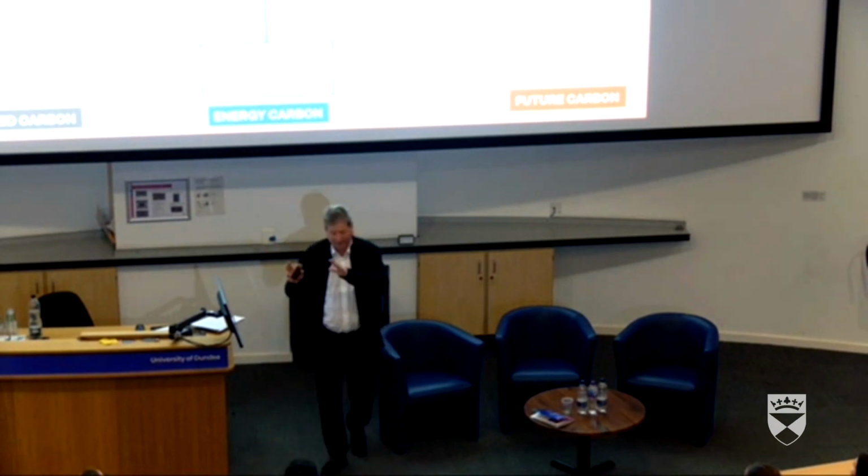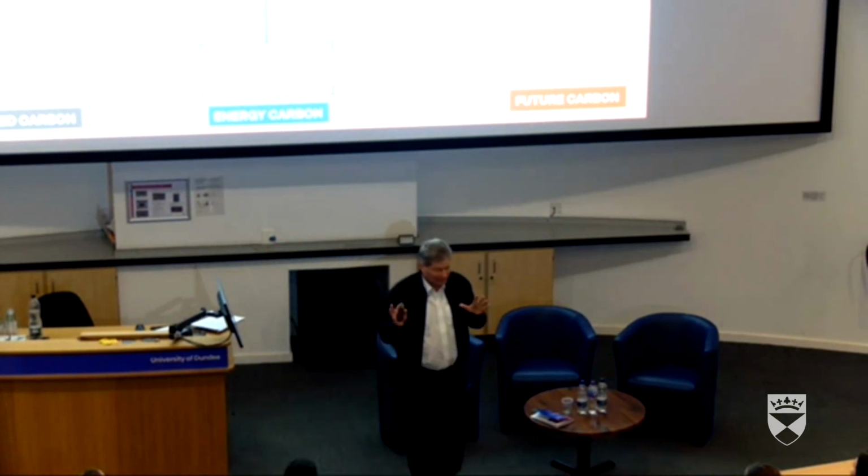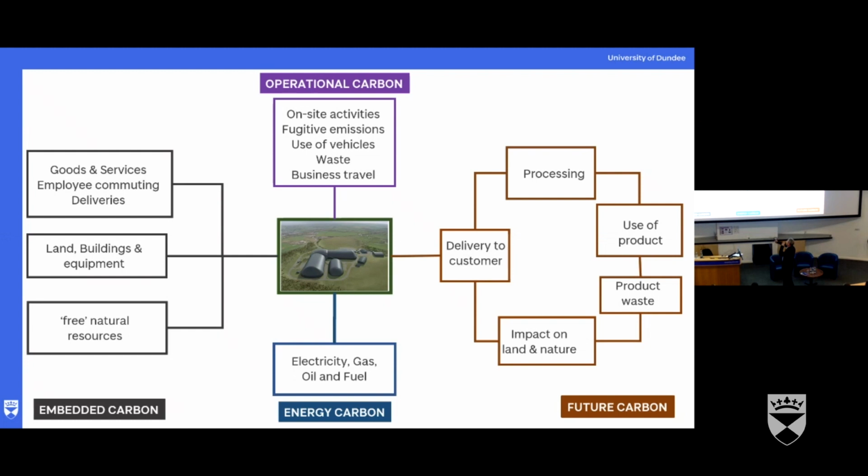Let's take this example, this coal mine. And here we have a graphic that represents most of the greenhouse gas emissions from the inputs that come into it, things that they buy, things that they use, what we call embedded emissions. We have the energy that they use, we have the activities, and then we have the future carbon as a consequence of the product. So you make something, you sell it, other people use it.